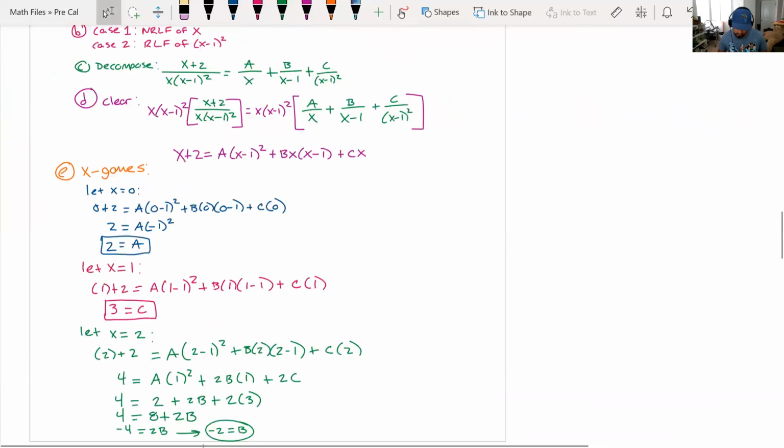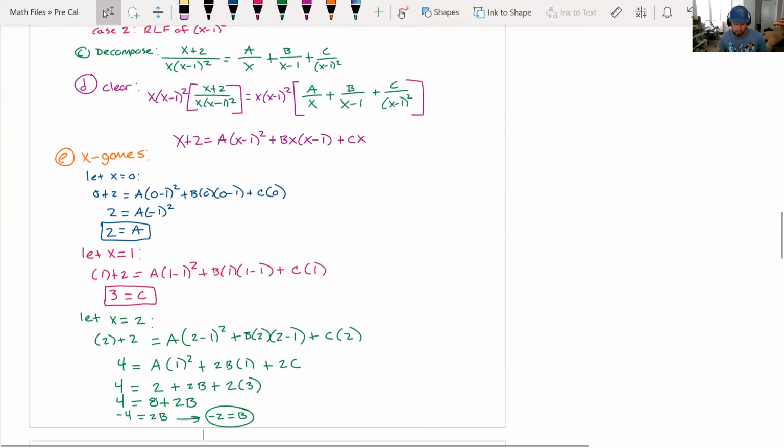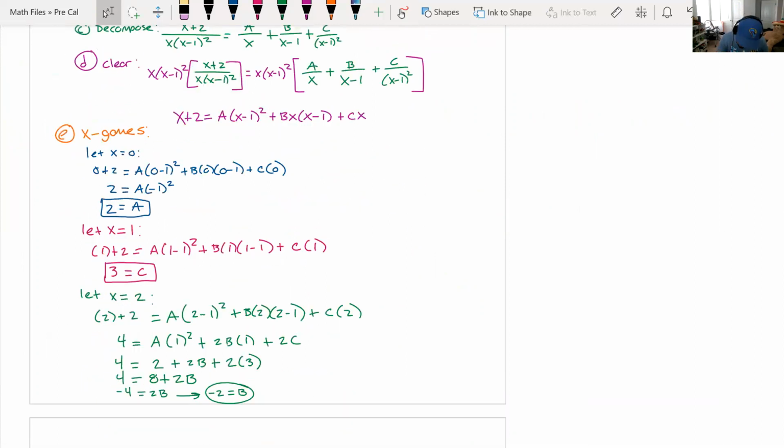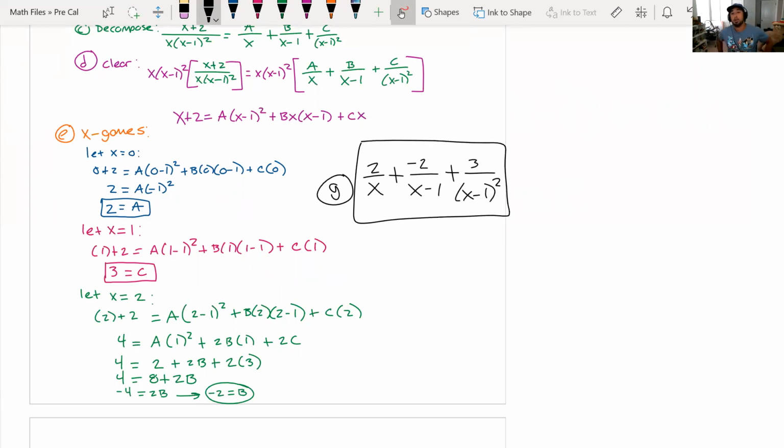And now we're ready for our final answer, which is we move on to G, right? Because we skipped F, we didn't have to do a system of equations, which means we go straight to G, our solution. So A over X, so 2 over X plus B, -2 over X minus 1 plus C, and there it is. There's our answer by X Games. If you want to see the long route, well, you can ask during class, and it'll probably take up a whole class, but that's okay.